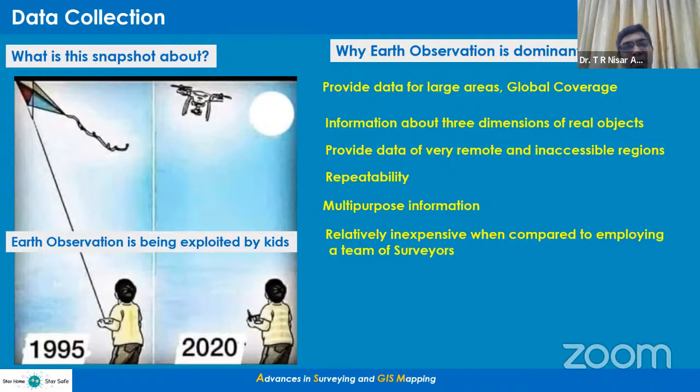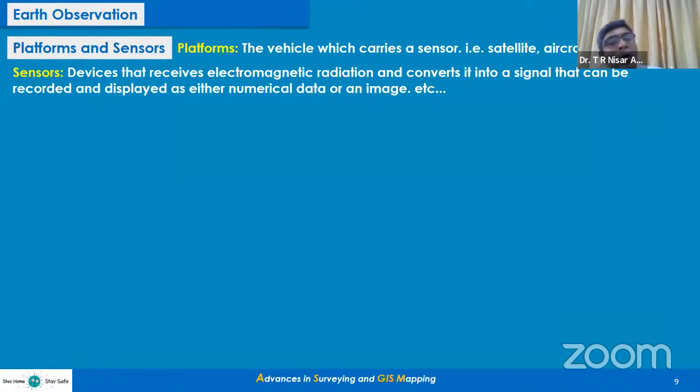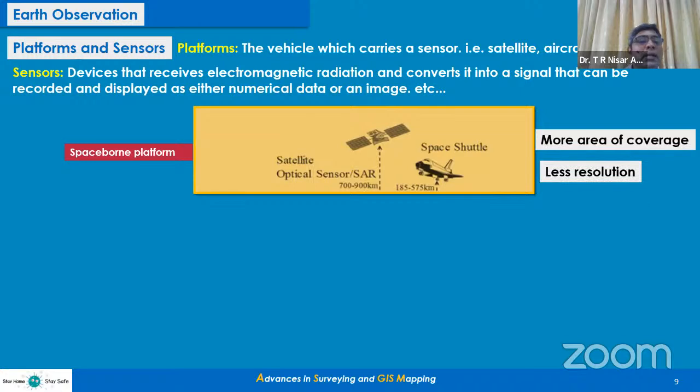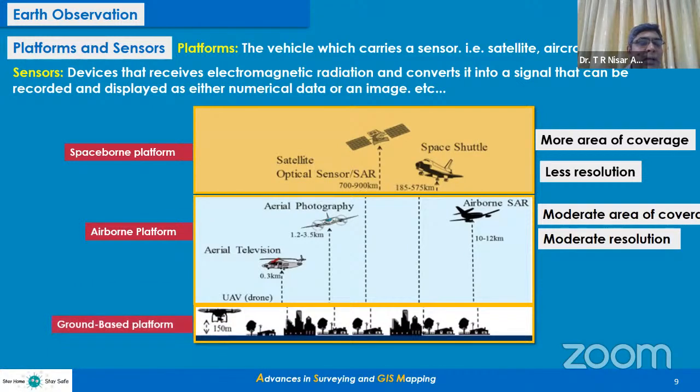However, given these advantages, it is essential that one supplements these technologies, these images, with the field data. Now, when we talk about the data, it is also essential that we discuss the platforms and sensors. These are the platforms for getting data. The sensors can be embedded on a platform that is spaceborne, airborne, or ground-based. That's where the drone comes in.